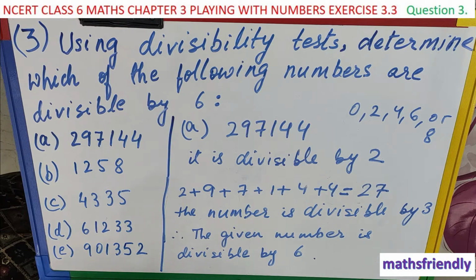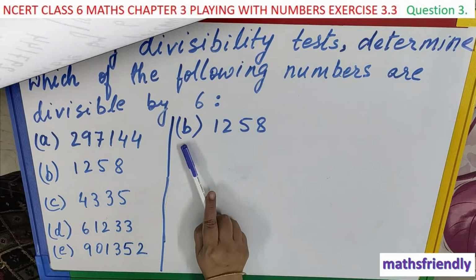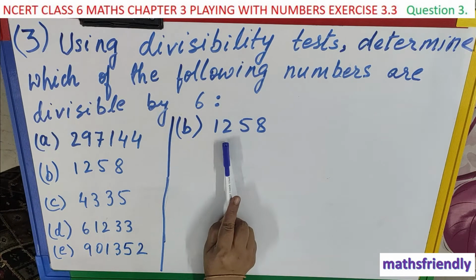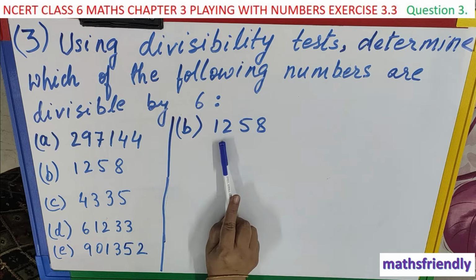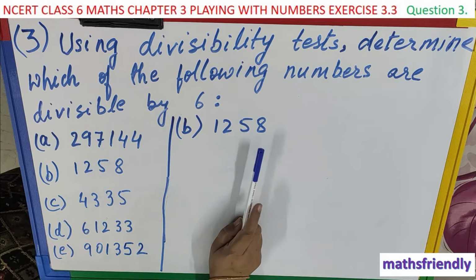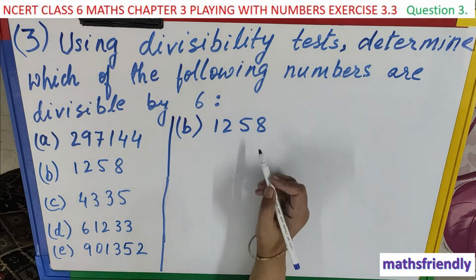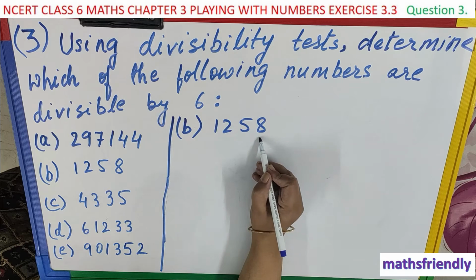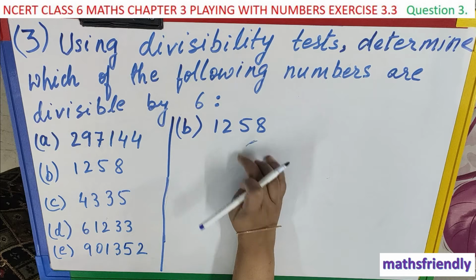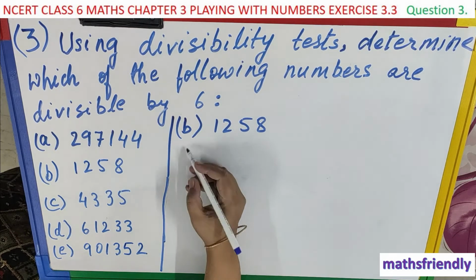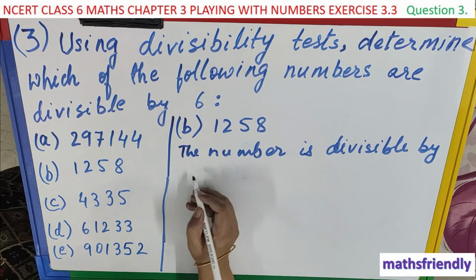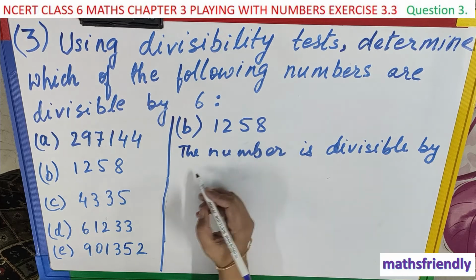So now let us come to the next question. Question number B is 1258. The number given is 1258. So we have to check whether this number is divisible by 6 or not. We will check the ones digit. The ones digit is 8. It means the number is divisible by 2. Okay. Now to check its divisibility by 3, what do we have to do?